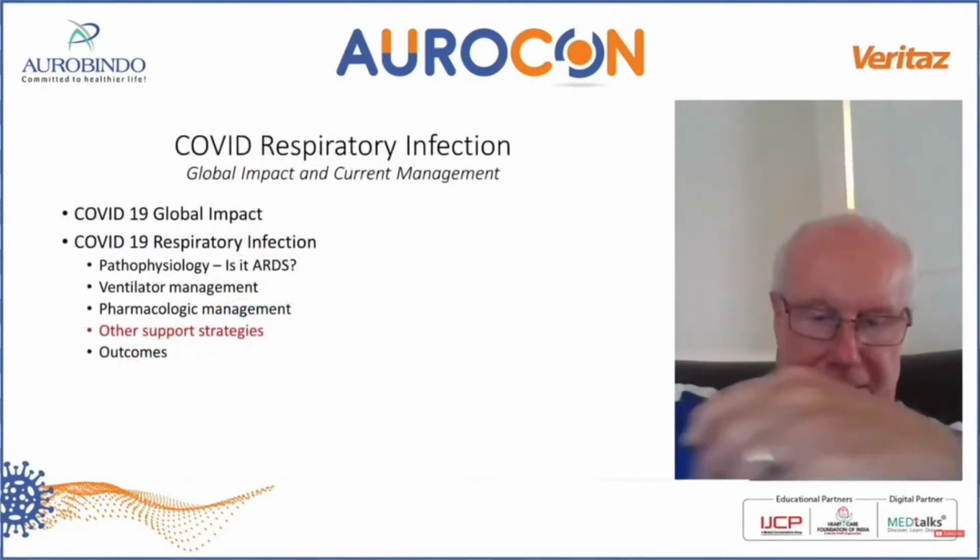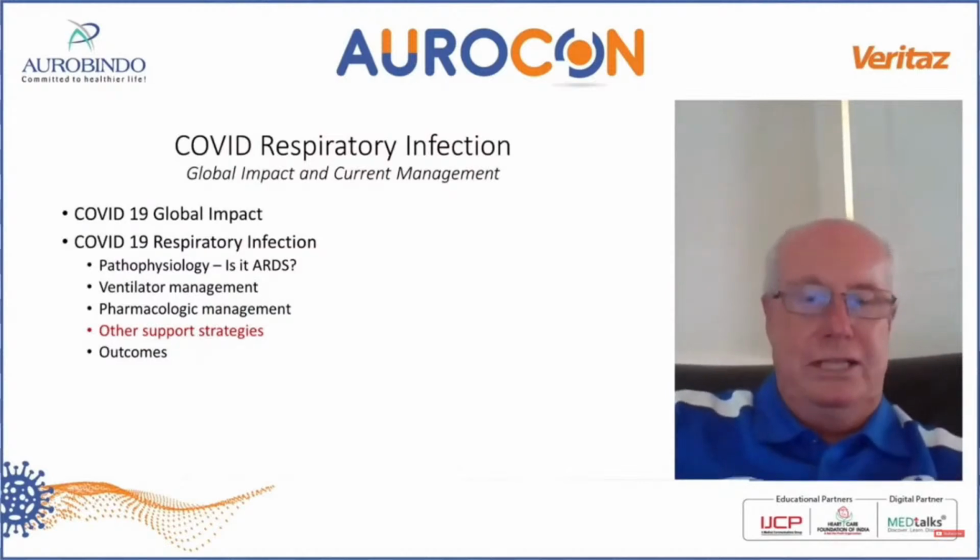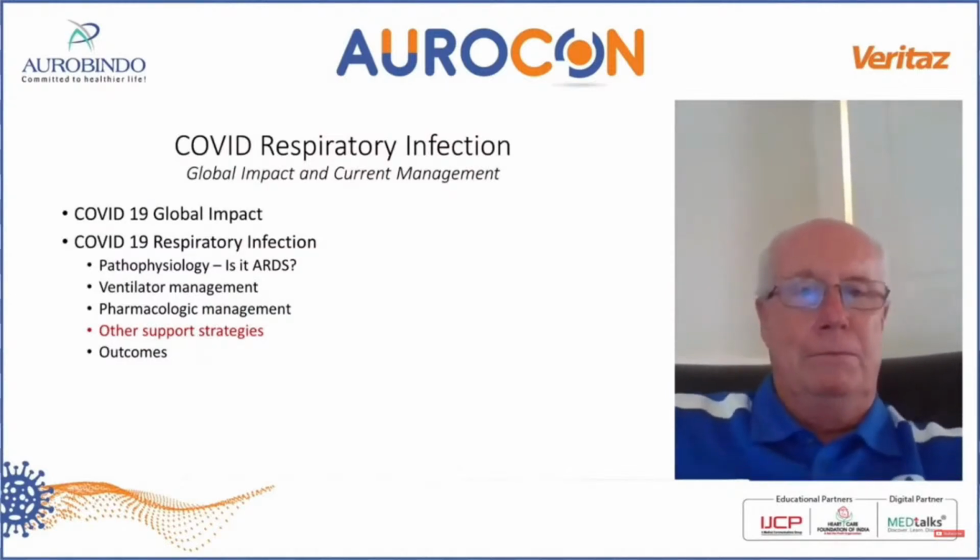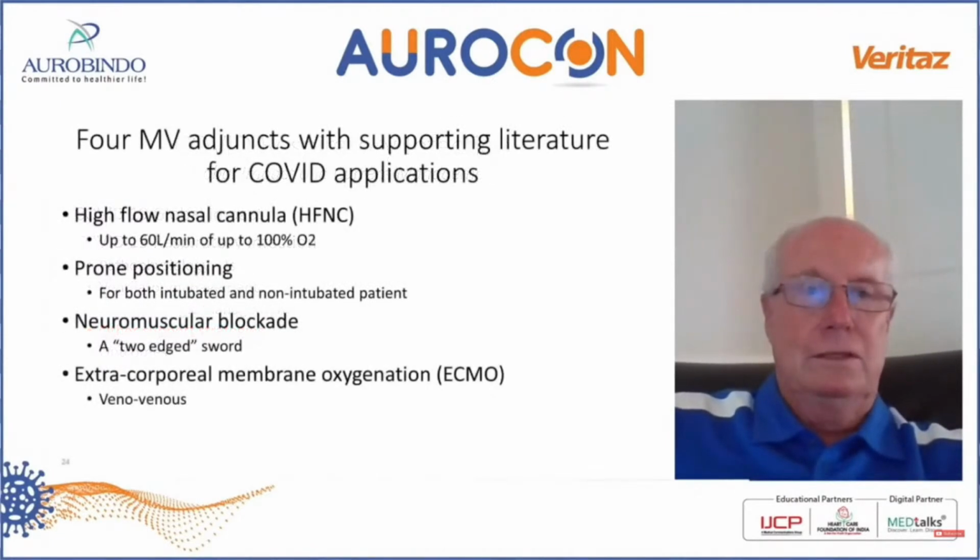So let me spend a couple of minutes on some of the other support strategies that we use in the ICU, along with our ventilators and our medications. Next slide. I want to touch on four briefly: the high flow nasal cannula, the prone positioning, the use of neuromuscular blockade, and finally, ECMO. Next slide.